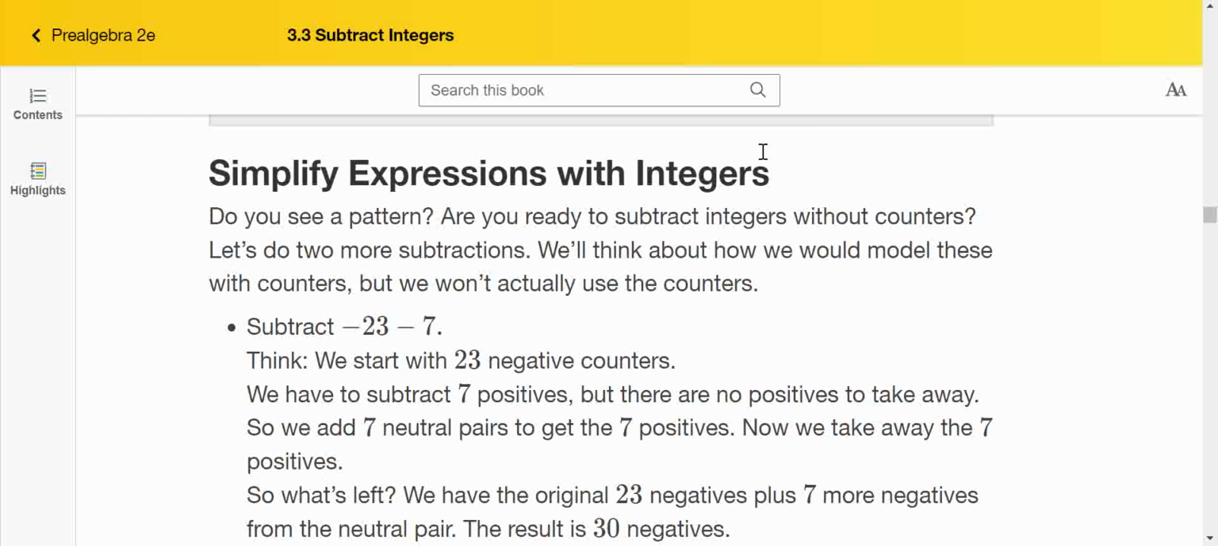Simplify expressions with integers. Do you see a pattern? Are you ready to subtract integers without counters? Let's do 2 more subtractions. We'll think about how we would model these with counters, but we won't actually use the counters.